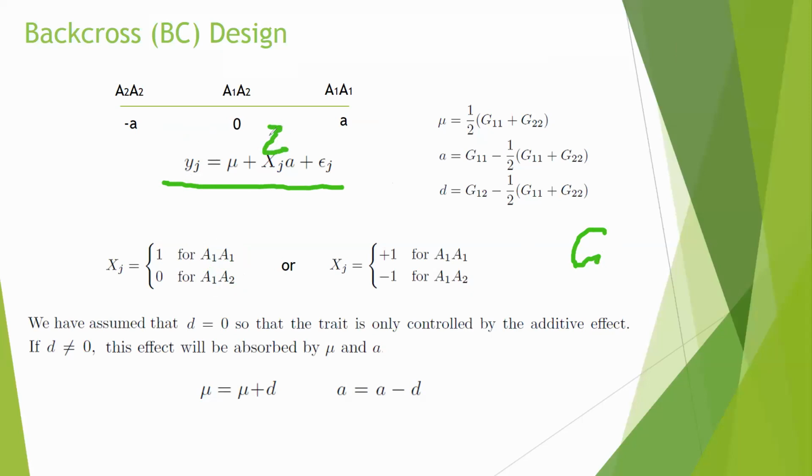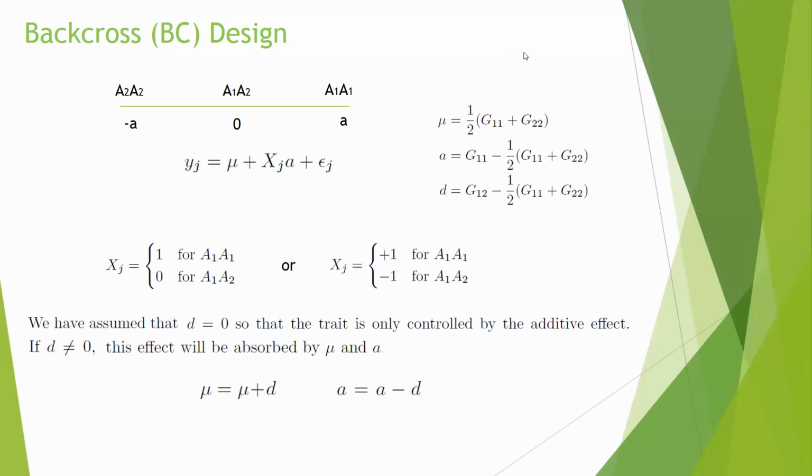Actually, I use X to replace Z. But what else? The W. Yeah, there's a missing W, right? Because the model I just showed you, that's for the F2, right? But here, this is a backcross.